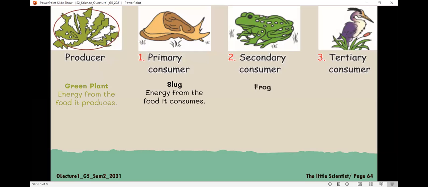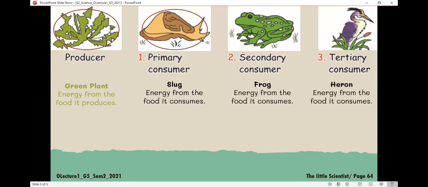The frog. What does a frog consume? The slug. So where does a frog get the energy it needs? The frog gets the energy it needs from the food it consumes. In this case, it's the slug. What about this bird, the heron? It gets its energy from the frog, from the food it consumes.